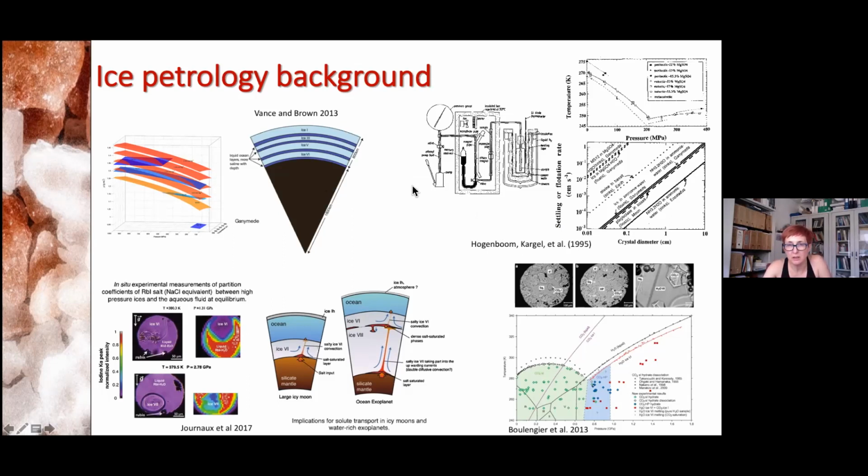Other interesting studies to show you are those about the clathrate hydrates at different pressures in the binary system of water and CO2, made by our colleagues at the University of Nantes, and those that I mentioned previously by Steve Vance and collaborators about the multi-oceans and the experiments to extract different densities at different concentrations of the salts.